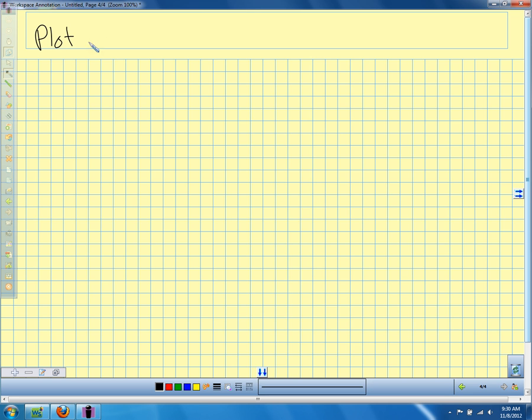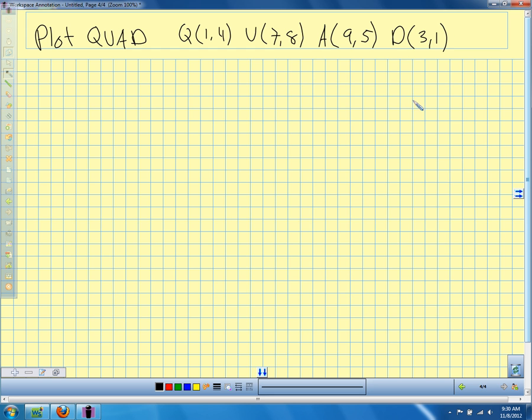We want to plot the quadrilateral QUAD, where Q is (1, 4), U is (7, 8), A is (9, 5), and D is (3, 1). And we want to figure out what kind of polygon it is.